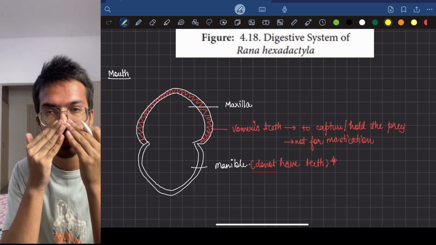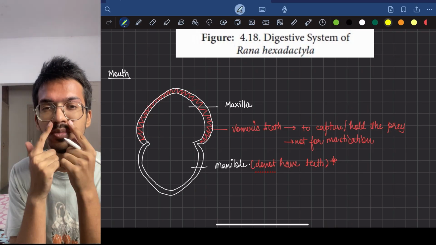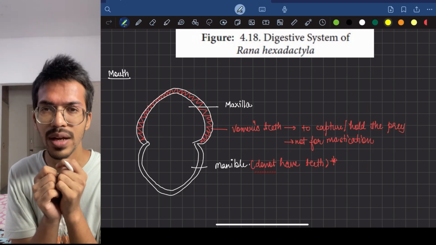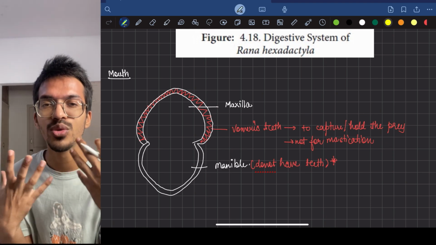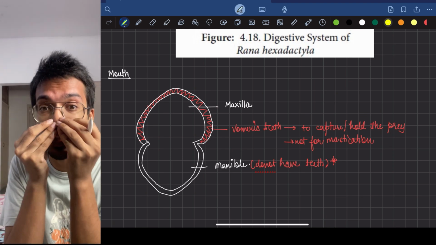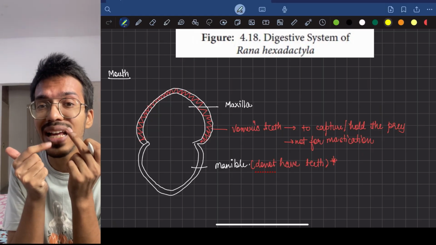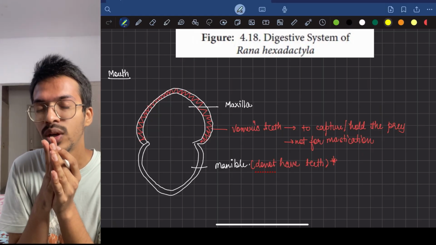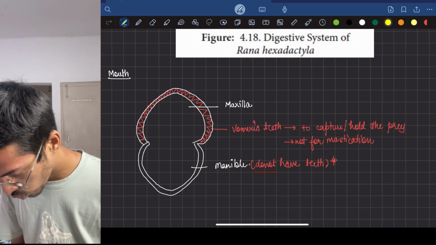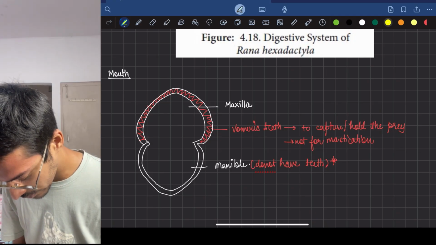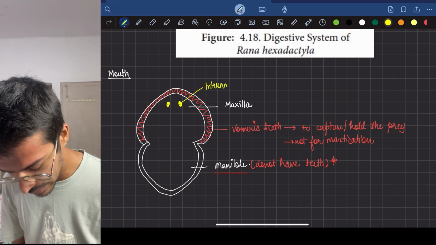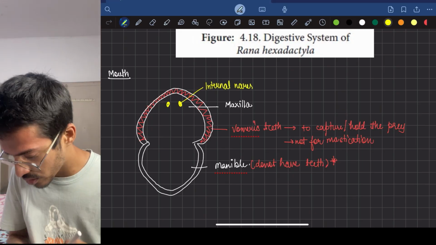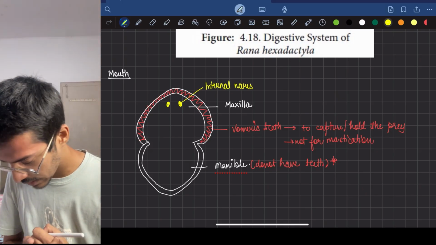Now the nostril opens into the oral cavity, because your nostril also opens into the oral cavity. How will we remember it? Sometimes you drink water and suddenly someone makes you laugh, and the water comes out from the nose. So the nose and the mouth have a connection. That thing is here also. The connections are over here. These are the internal nares, meaning the internal openings of the nostrils.